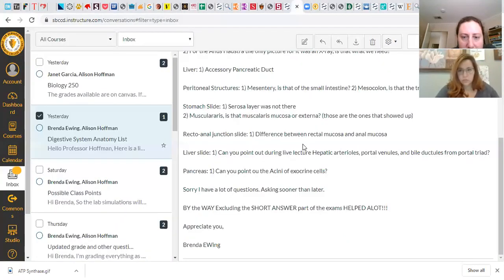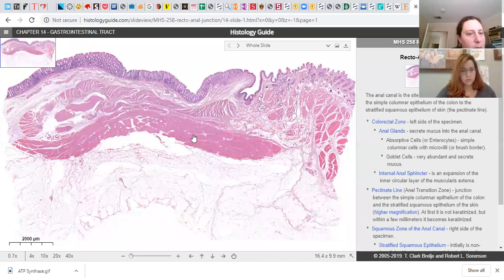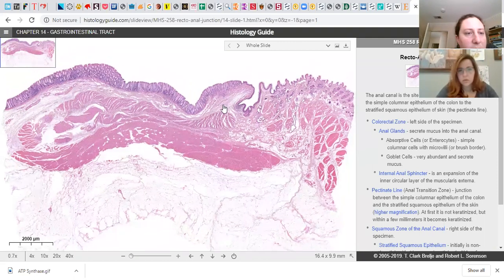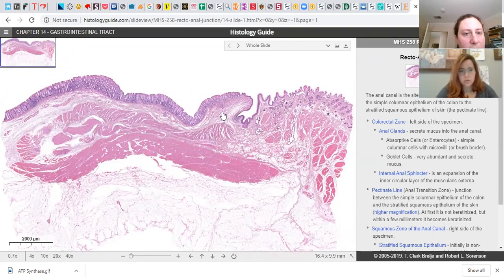Okay, so first question is the difference between rectal mucosa and anal mucosa. On this slide, we're looking literally at the junction between the rectum and the anus. If you look at the large intestine slides first, then hopefully you can appreciate that on the left side we have large intestinal mucosa. So I can see the pits from here. And then I know that the anus is going to transition into stratified squamous epithelium.